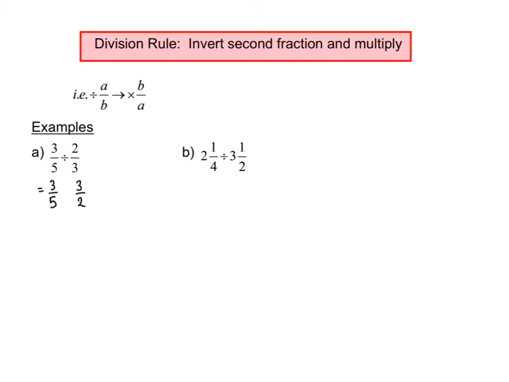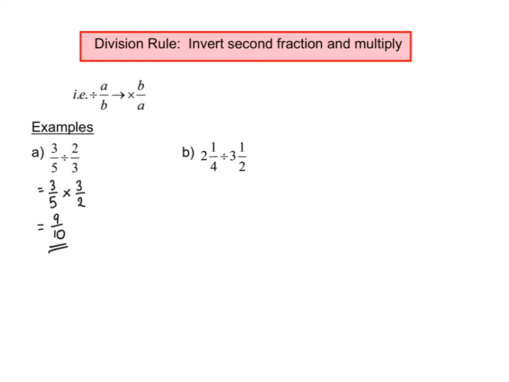The other thing we change is when we do that, we change this division sign into a multiplication sign. So that becomes 3/5 multiplied by 3 over 2. Once we get to that stage, it just becomes a multiplication problem. So top times top, 3 times 3 is 9, 5 times 2 is 10. Okay, we'll look at the second one.